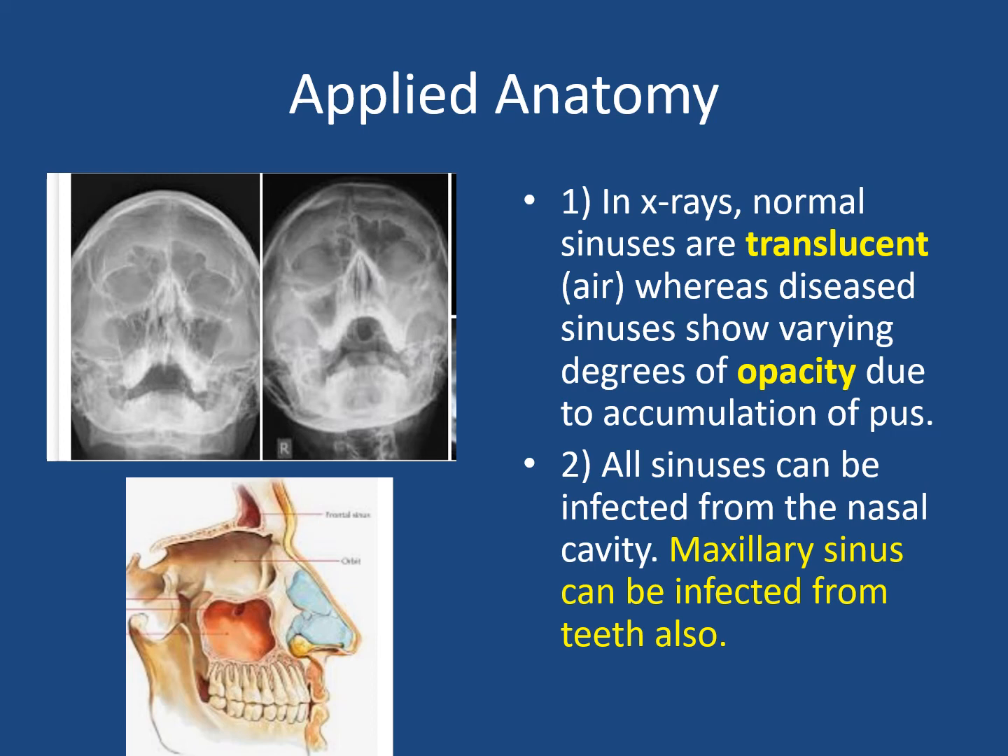Now coming to the applied anatomy. In X-rays, the normal sinuses appear translucent. Translucence means, as they contain air, they will appear darker.